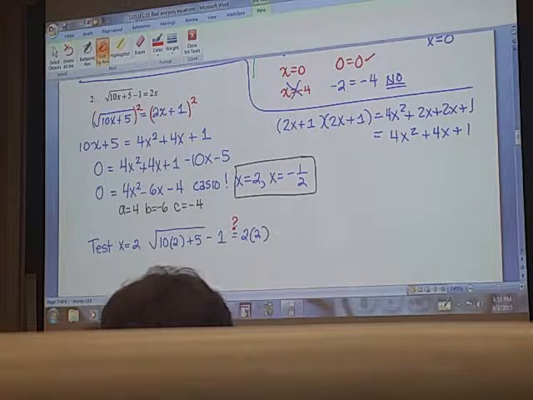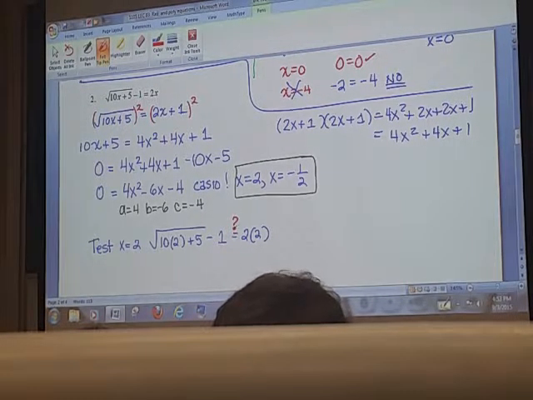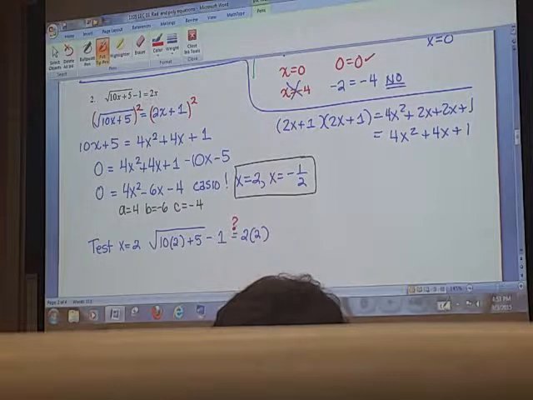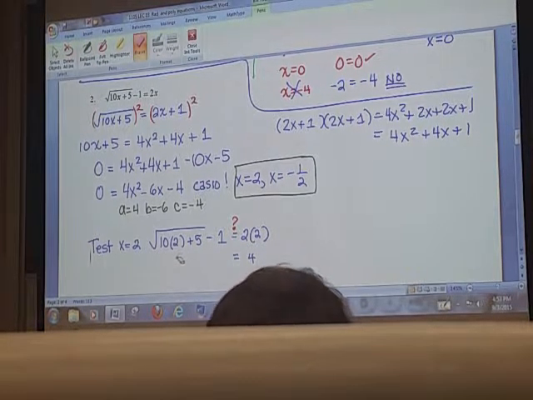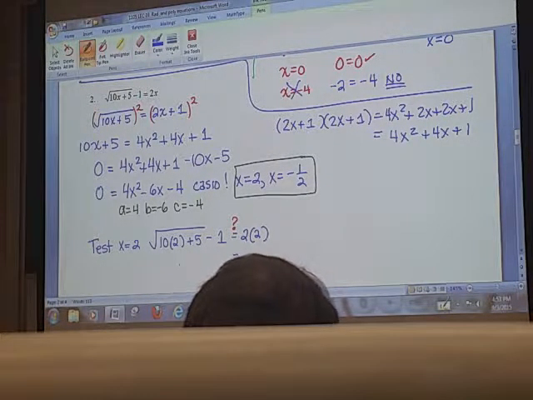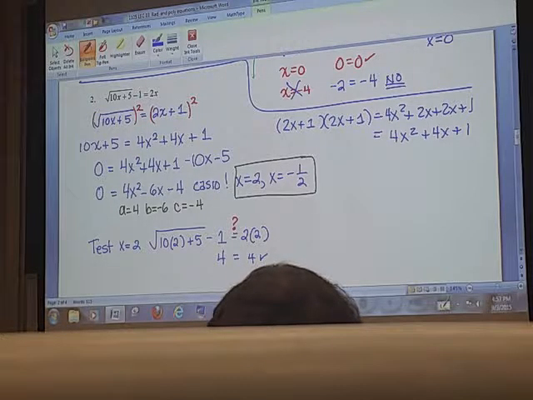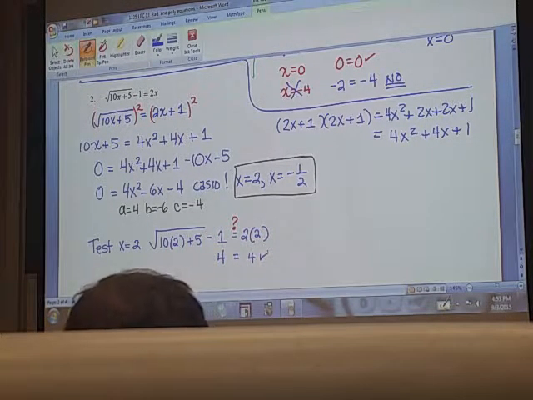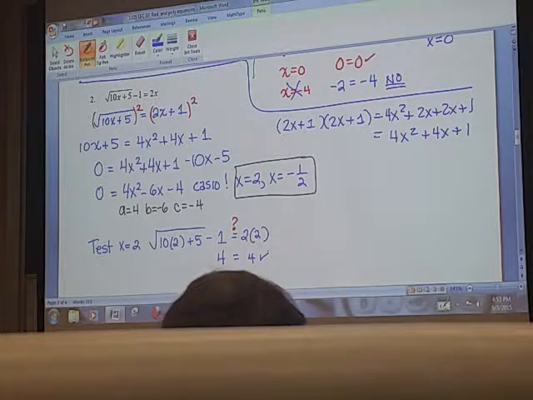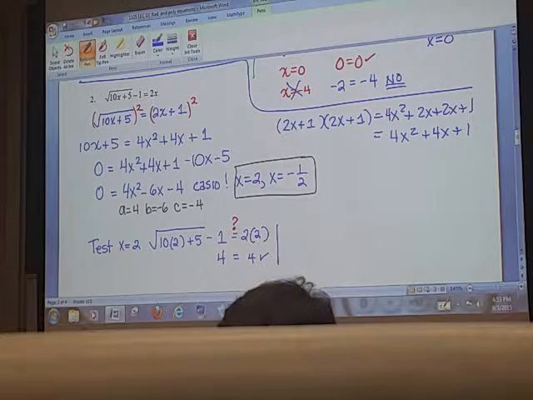So I can type the one on the left into my Casio and see what I get, or I can just do it by hand. Probably do it in your head. That's 20 plus 5, that's 25. Square root of 25 is 5. 5 minus 1 is 4. And believe me, I who can barely do arithmetic, if I can do it in my head, you can do it in your head. Okay? As you've seen me try to do arithmetic today.